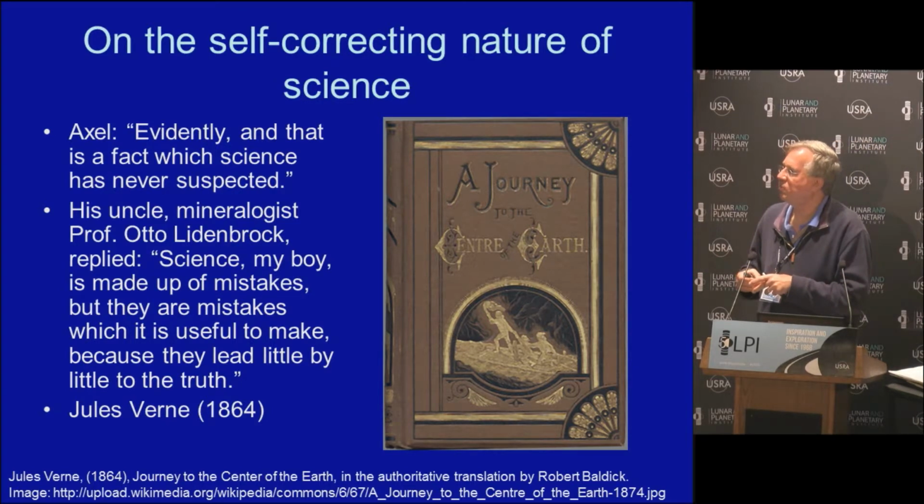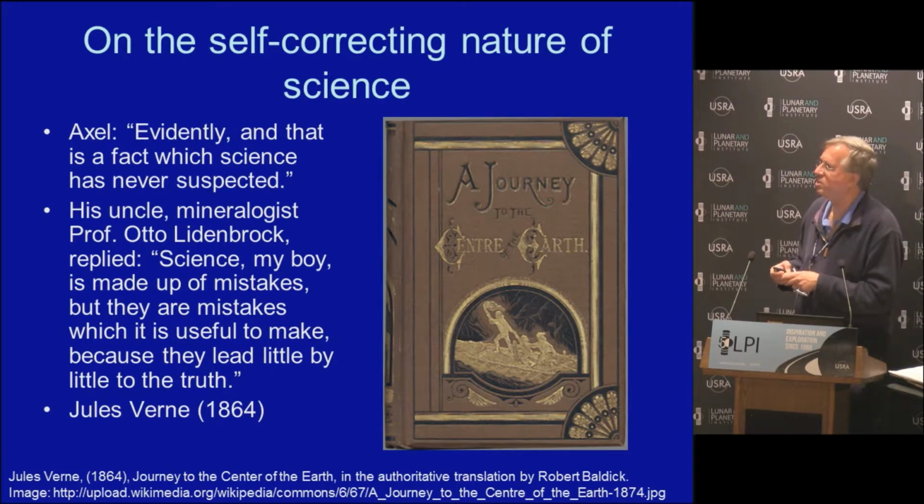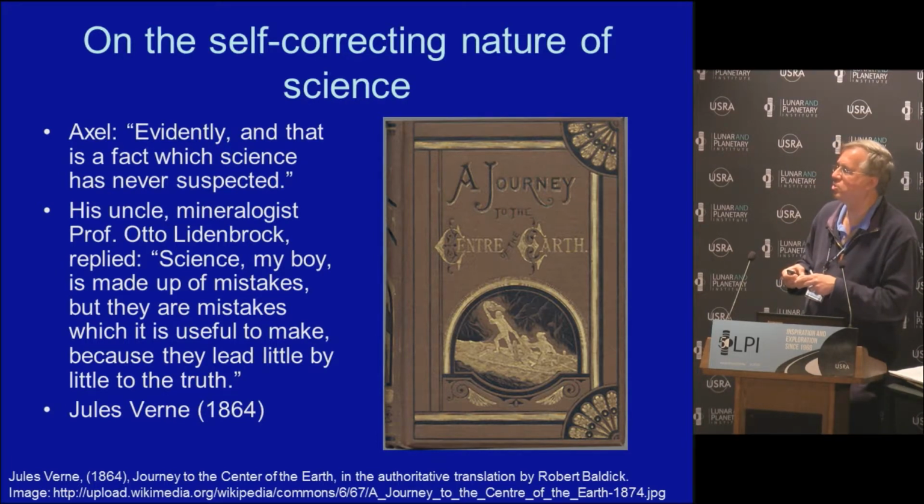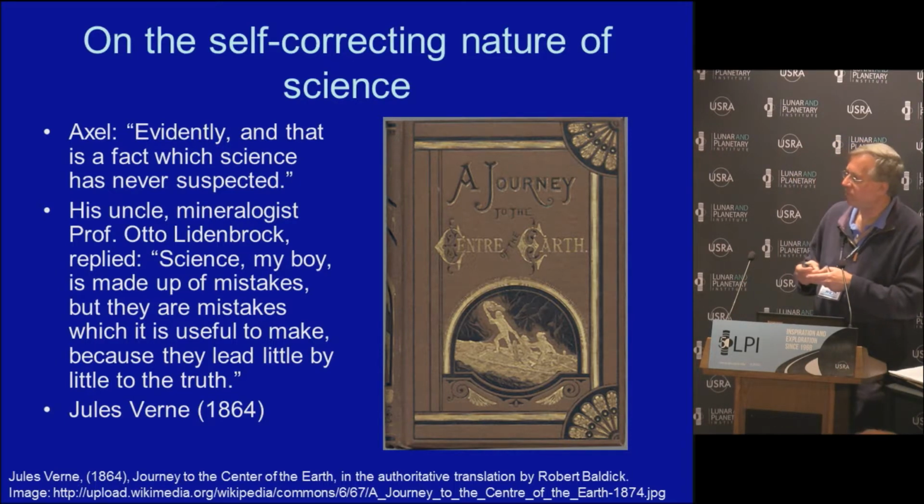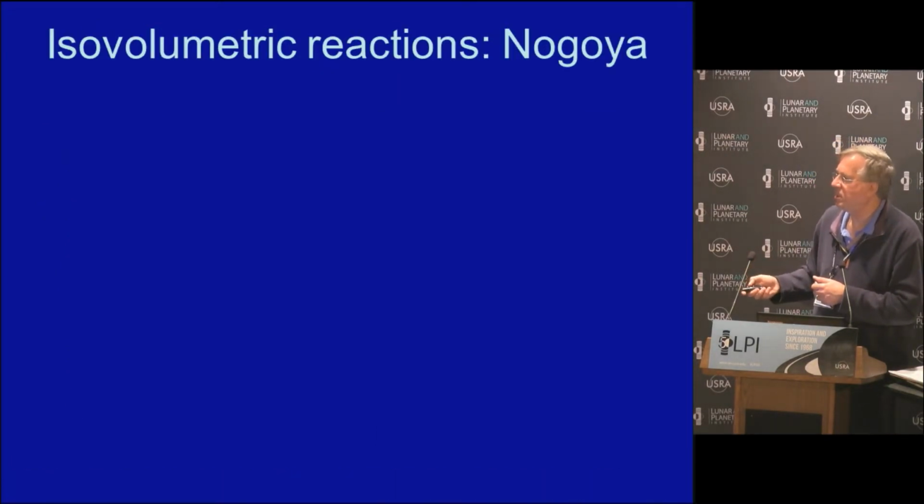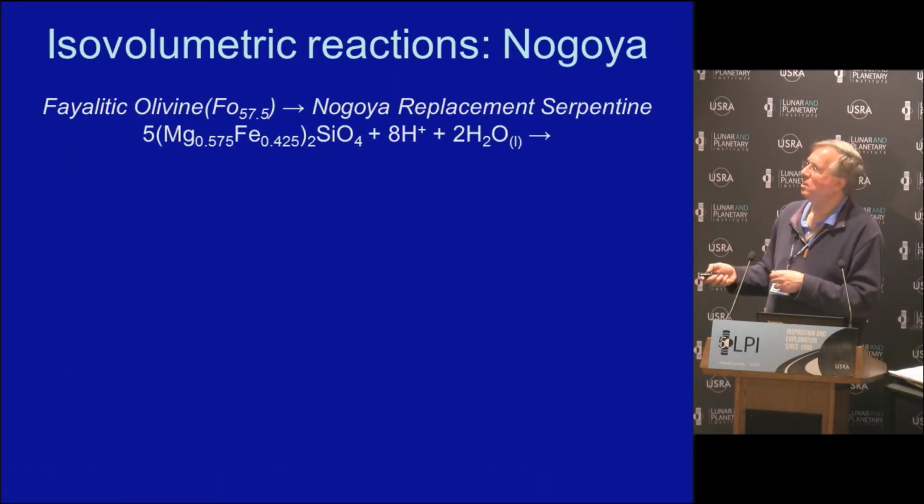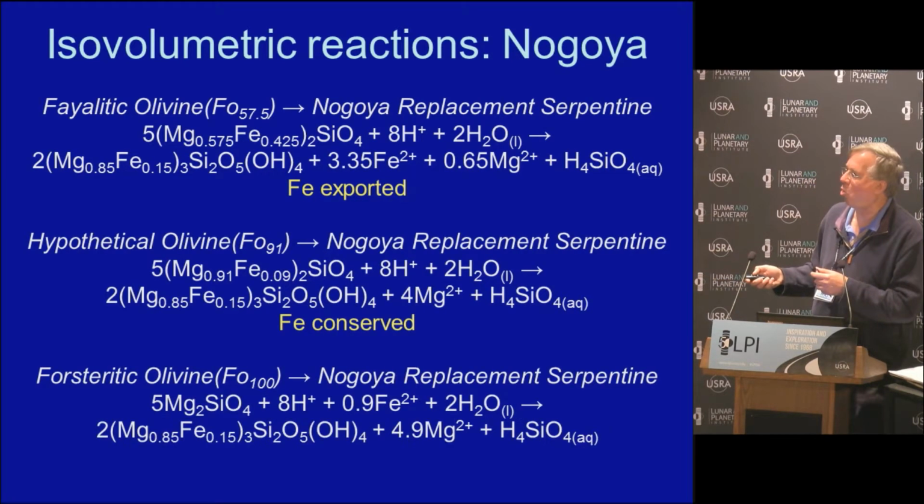Now, science self-corrects. One might argue that the view of a direct inheritance of composition is a mistake, and that the uniformity of composition, at least in these settings, was not something that was expected. And I always like this quote from Journey to the Center of the Earth, because in the good translations, it reveals that the protagonist, the uncle, is a mineralogist, which I gotta love. "Science is made up of mistakes, but they are mistakes which it is useful to make, because they lead little by little to the truth."